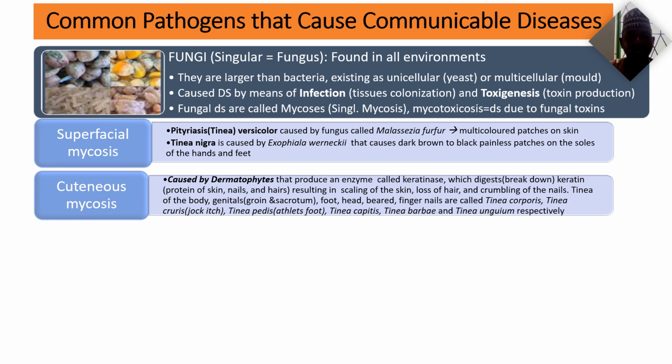Now, generally, these fungi produce an enzyme called keratinase, which digests or breaks down the protein of the hair, nails, and skin, that is, keratin protein. This will result in scaling of the skin, loss of hairs, and crumbling of the nails. Example is tinea.